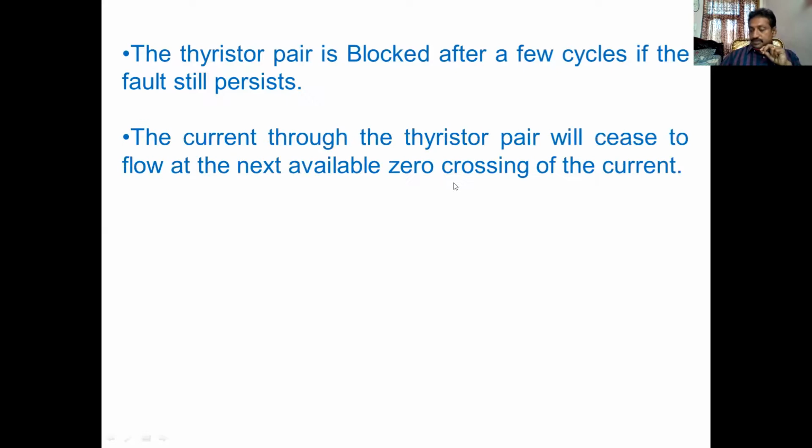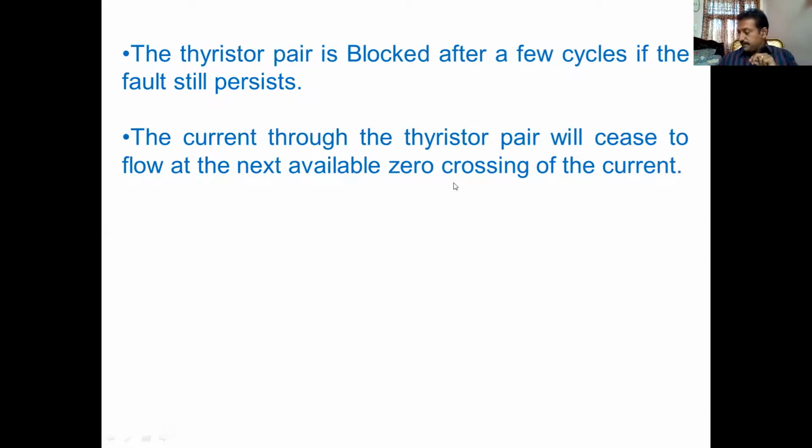When the system is in failure, the breaker should immediately disconnect the faulted line and protect the sensitive loads so they keep working normally. Here also, the thyristor pair is blocked after a few cycles if the fault still persists. So when the current is 0, it is off. When the voltage is 0, it is on, even after clearance of the fault, even though for a few cycles the fault still persists.